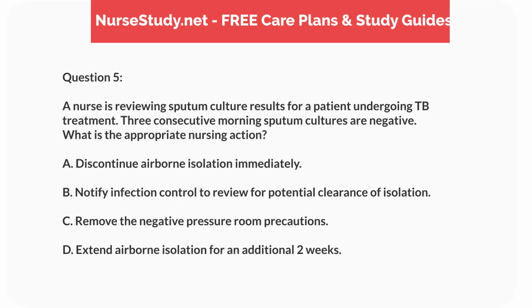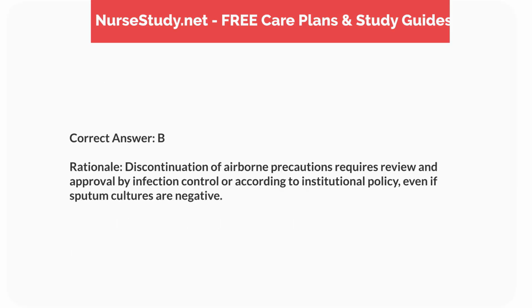Question 5. A nurse is reviewing sputum culture results for a patient undergoing TB treatment. Three consecutive morning sputum cultures are negative. What is the appropriate nursing action? A. Discontinue airborne isolation immediately. B. Notify infection control to review for potential clearance of isolation. C. Remove the negative pressure room precautions. D. Extend airborne isolation for an additional 2 weeks. Correct answer, B.